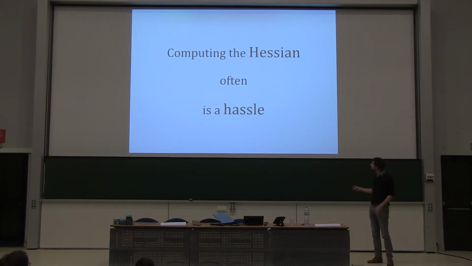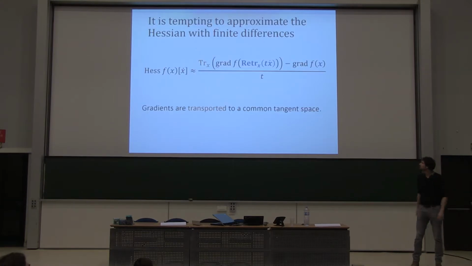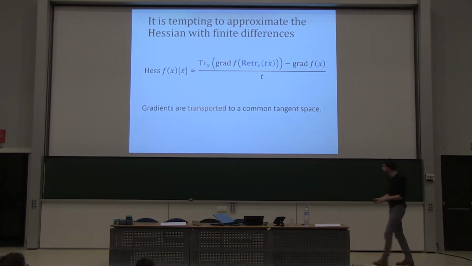And so it's tempting to try and modify the trust region method so that it would work with some kind of an automatically defined approximate Hessian that you don't have to work too much for. And so one thing that I think is tempting is to use finite differences.